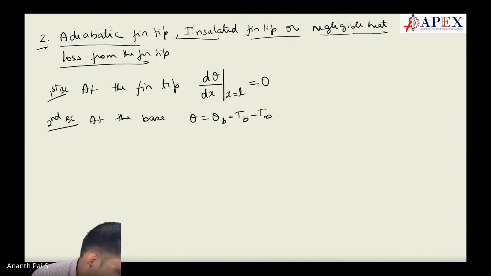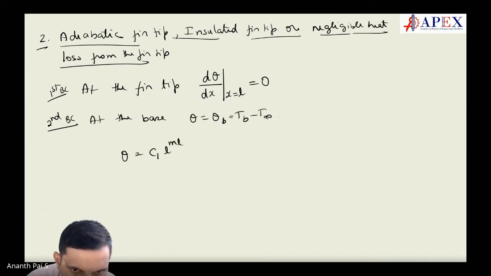Now, solving this, what was theta? Theta was C1 e to the power mx plus C2 e to the power minus mx. This was the general solution, right?